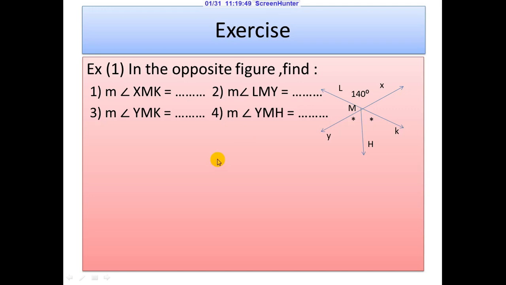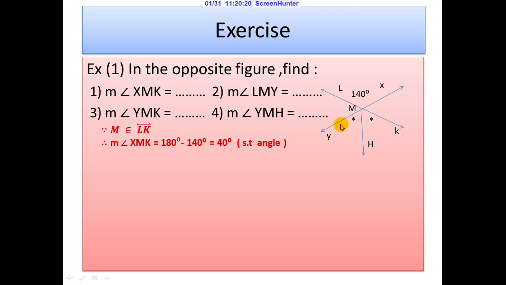Yes, as I told you before, we must write this condition: since we have here M belongs to LK straight line, we deduce that, therefore, measure of angle XMK equal 180 minus 140 degrees equal 40 degrees, and the reason here is straight angle. The second one here, measure of angle LMY, how to find it?